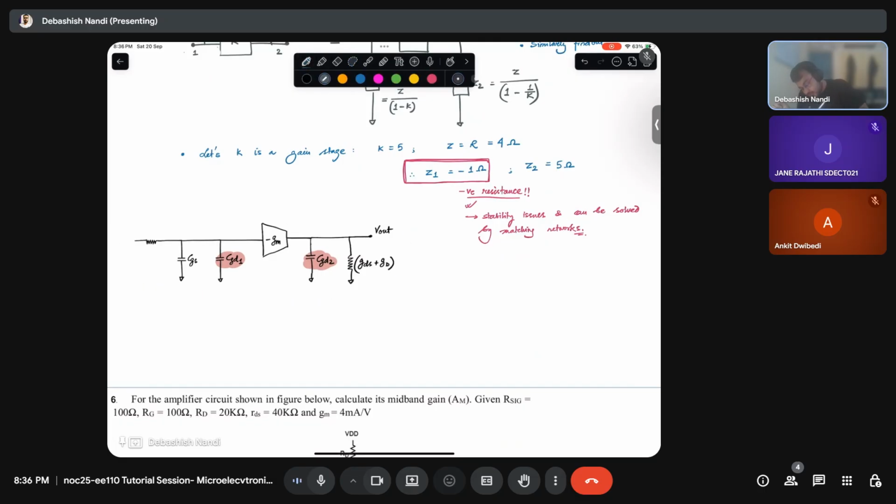So now what will you do? You have V in here, let's say R signal here, and let's make it RDS parallel RD for convenience. So you have, let's say, Vx. So you need to compute what? You need to compute V out by V in, that is V out by Vx times Vx by V in. What will be your V out by Vx?